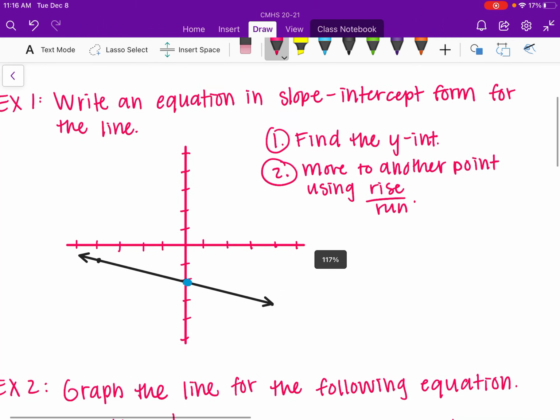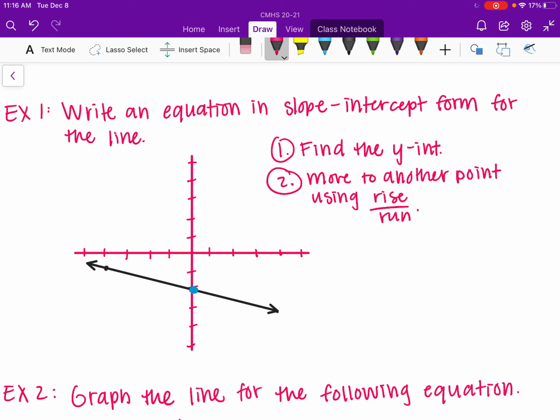So let's go ahead and look at this example. We have a line, and they want us to write the equation of that line in slope-intercept form. And I even wrote steps over here for you. So step 1 is to find the y-intercept. Where does this line cross the y-axis? I already made a point for you. Right there. That's where the line crosses the y-axis, which is -2.